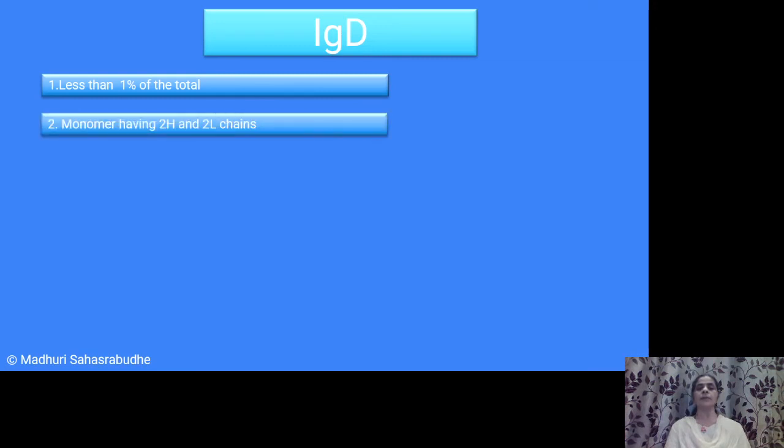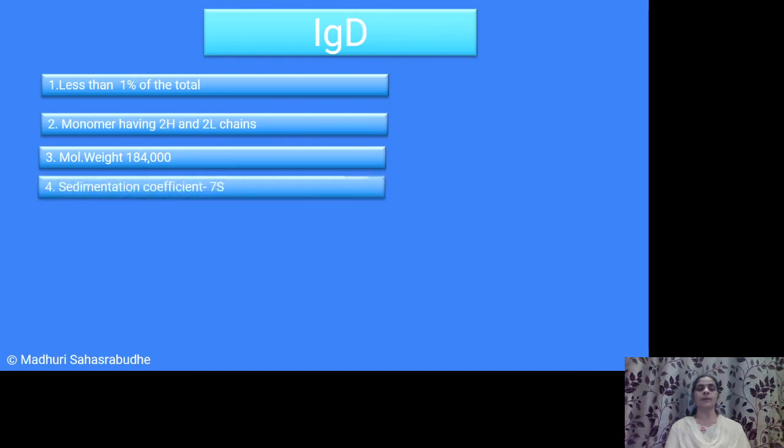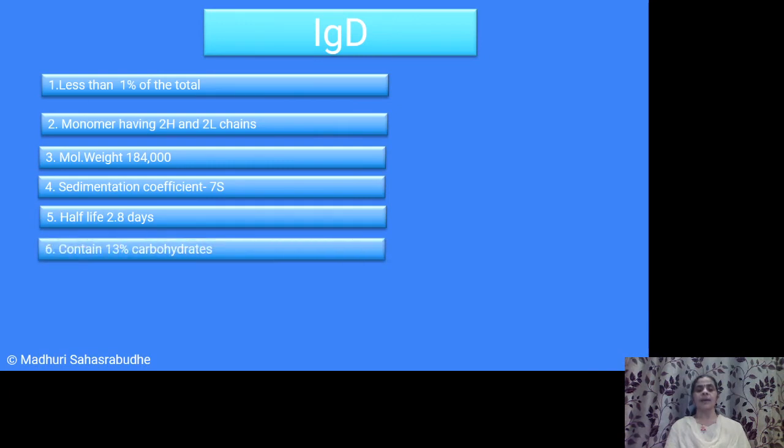It is a monomer having two heavy chains and two light chains, a 4-chain structure. Molecular weight is 1,84,000 Daltons. Sedimentation coefficient is 7S. Half-life is 2.8 days, but it contains the maximum amount of carbohydrate, 13%. So sometimes the question can be asked, which immunoglobulin shows the maximum carbohydrate? That is IgD. And the one having the least carbohydrate content is IgG, with only 3% carbohydrates.